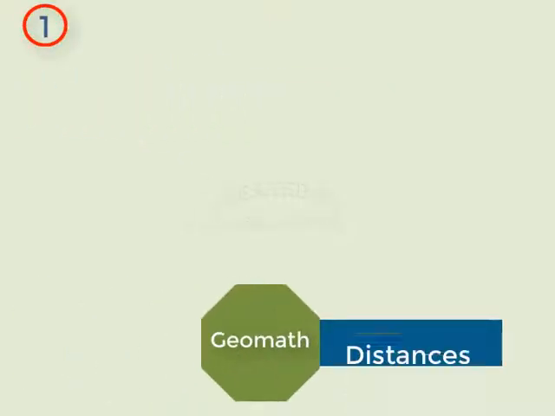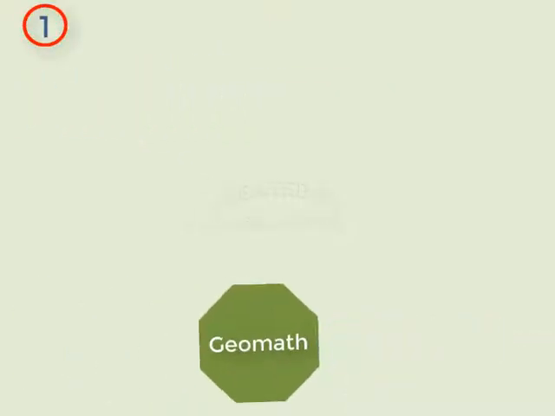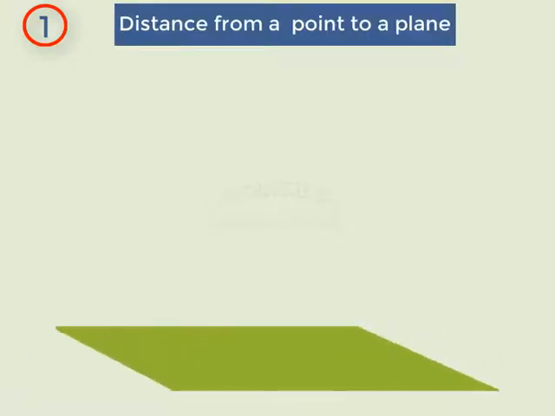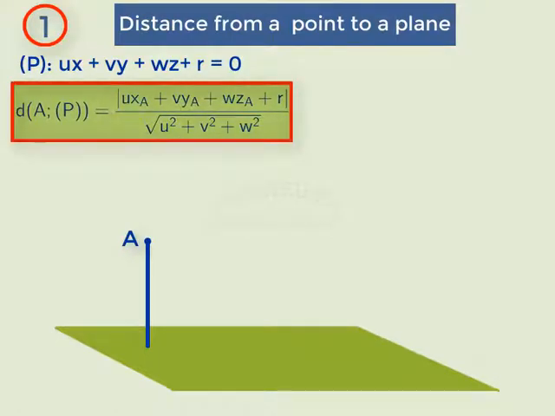Distance formula from a point to a plane. Consider a plane P with a given equation and a point A not included in P. So the distance from A to P is always given by this formula.